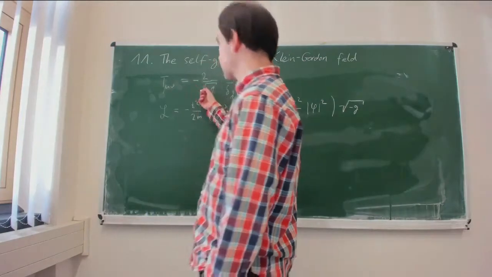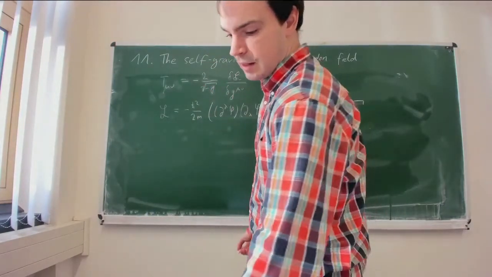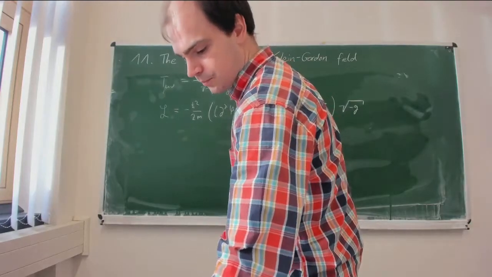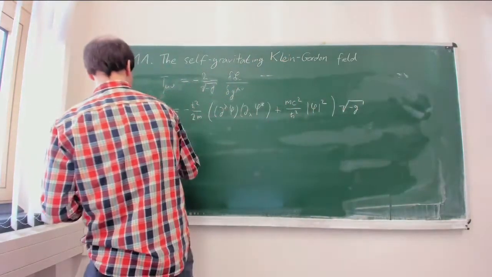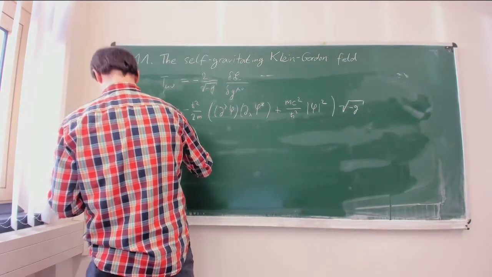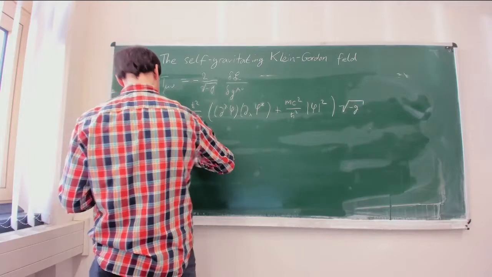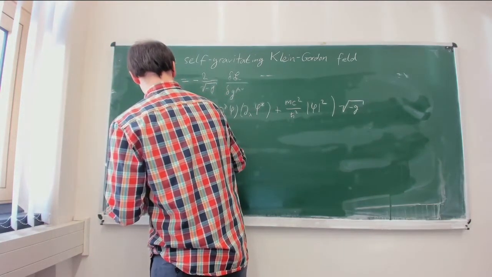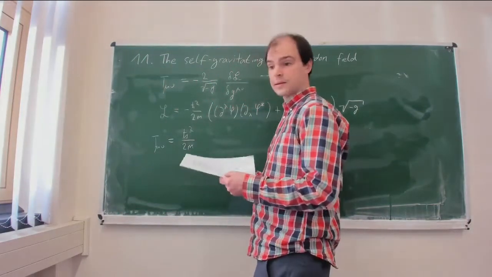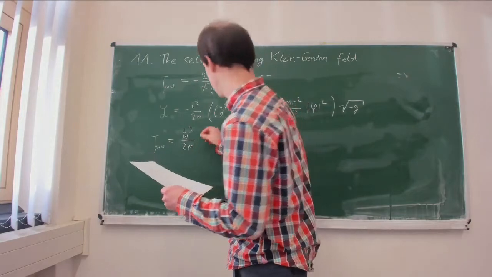And now if we insert this in our T mu nu, and we do this variation, then we find that T mu nu is h bar squared divided by 2m.